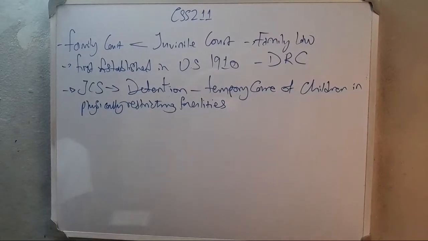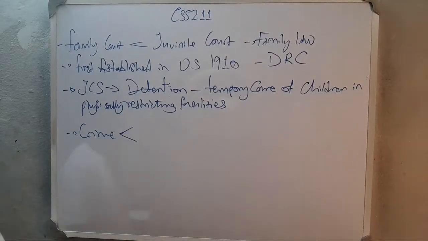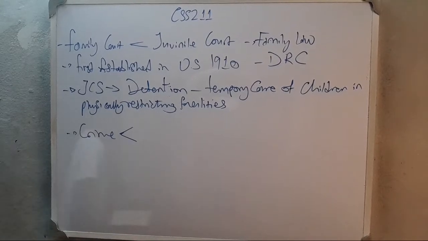Now let's continue. We have crime. According to Schwendinger's definition of crime, the cause of crime exists in the institution of society and more especially in the institution of capitalist economy.